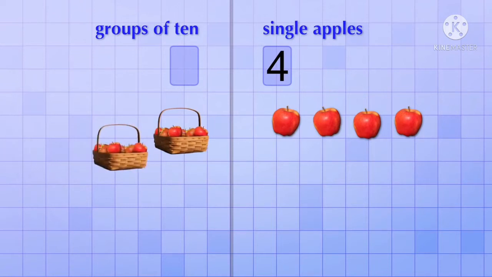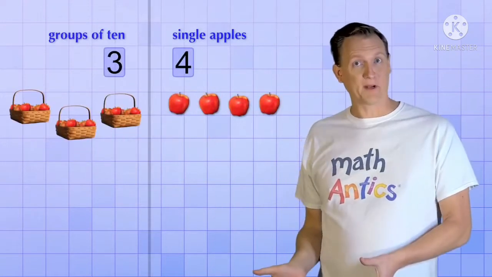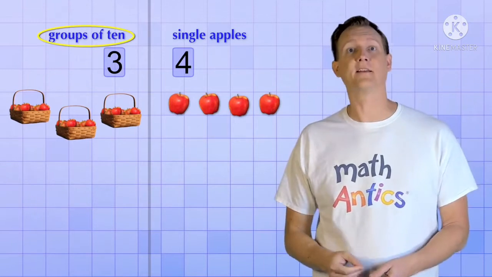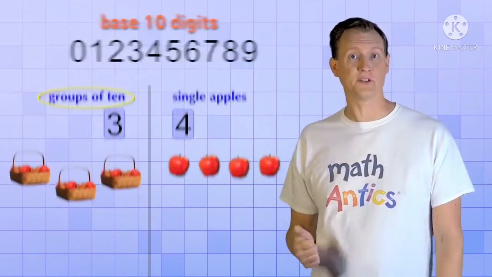If we pick 2 groups of 10, then we'll put the digit 2 in that number place. And if we picked 3 groups of 10, then we'll put the digit 3 in that number place, and so on. Do you see what's happening? Because the new number place is being used to count groups of 10, it's allowing us to reuse our original 10 digits.